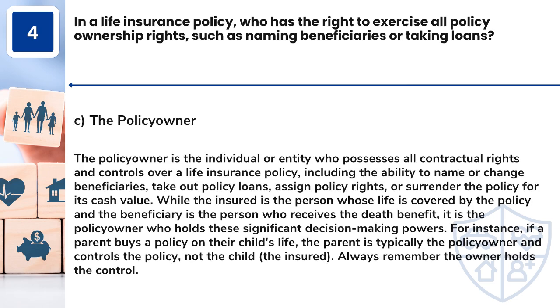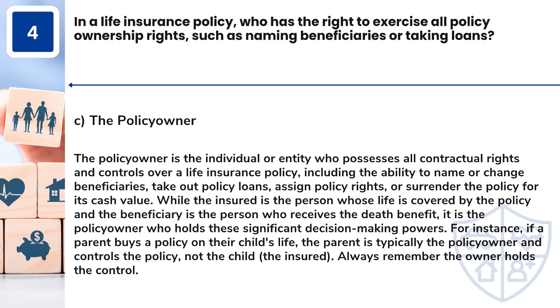Answer: C. The policy owner. The policy owner is the individual or entity who possesses all contractual rights and controls over a life insurance policy, including the ability to name or change beneficiaries, take out policy loans, assign policy rights, or surrender the policy for its cash value. While the insured is the person whose life is covered by the policy and the beneficiary is the person who receives the death benefit, it is the policy owner who holds these significant decision-making powers.